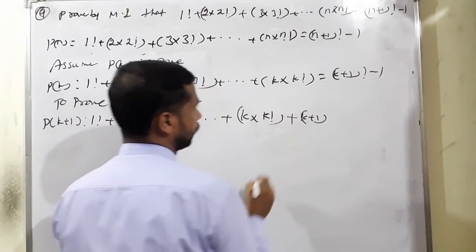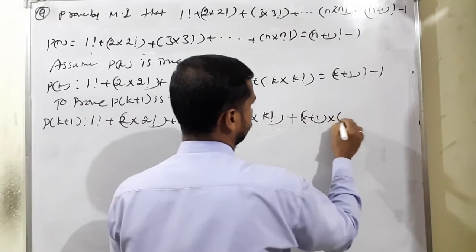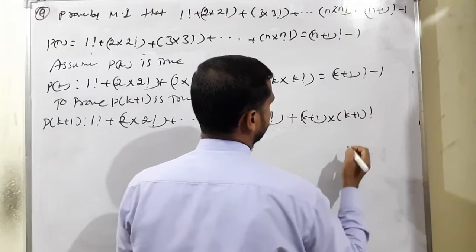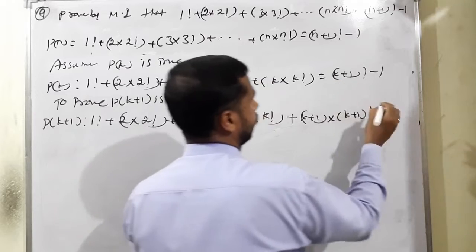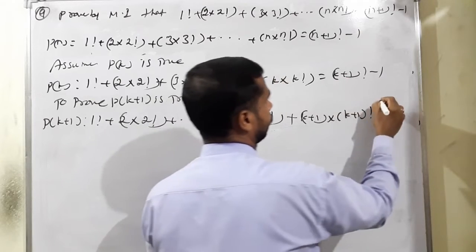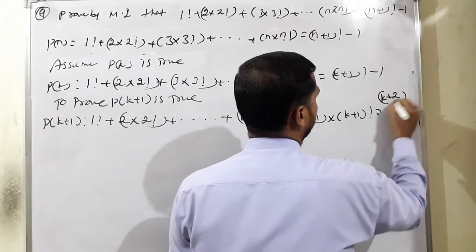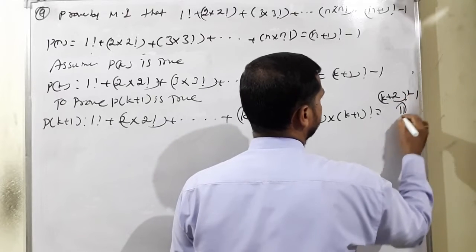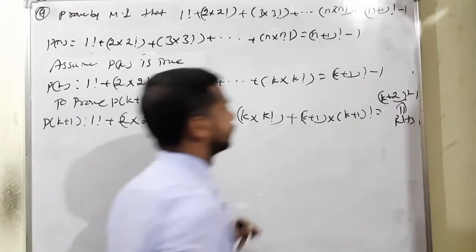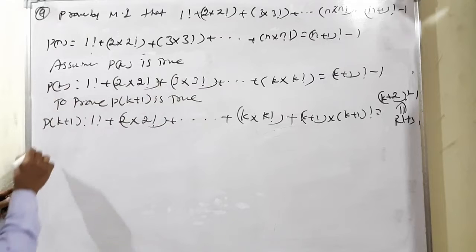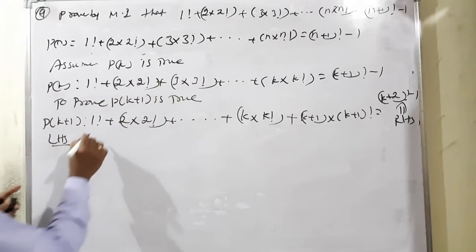(k + 1) into (k + 1) factorial is equal to, we have to prove, already plus 1 is there, therefore we can say (k + 2) factorial minus 1. This is what we have to show in the RHS. Now from the LHS, what is the value?